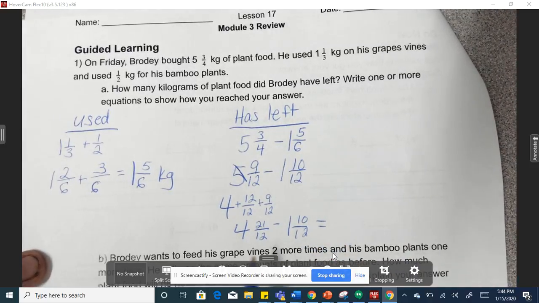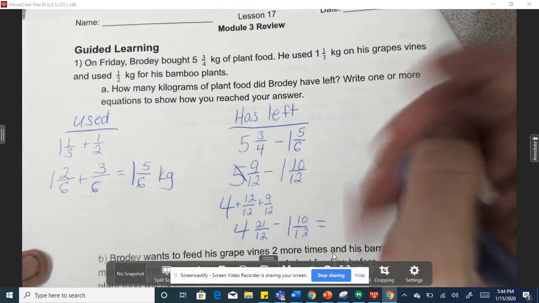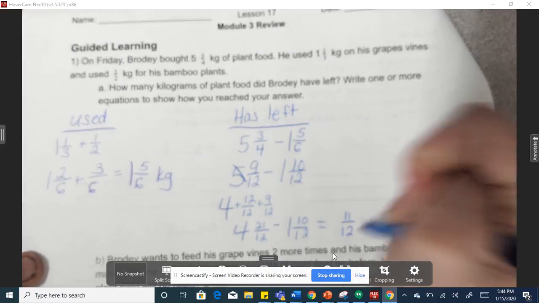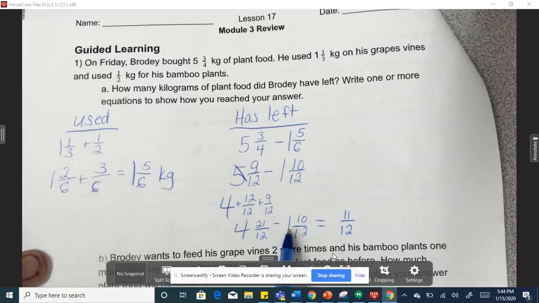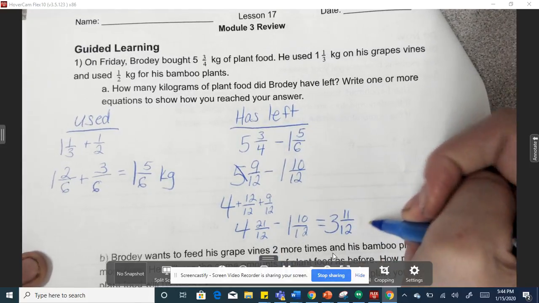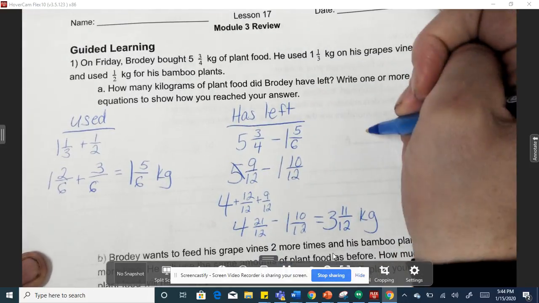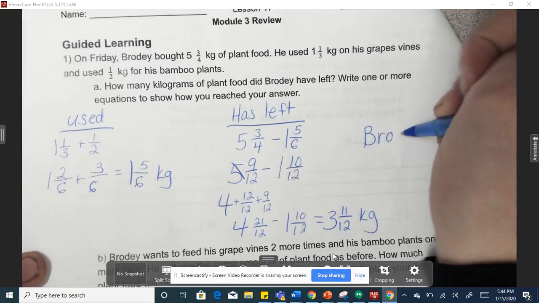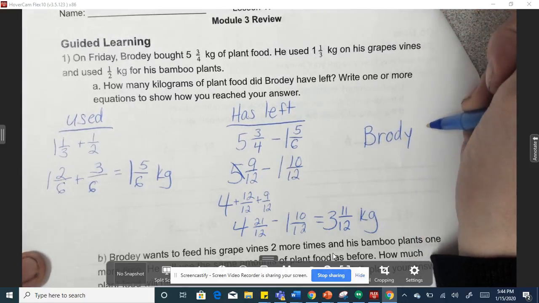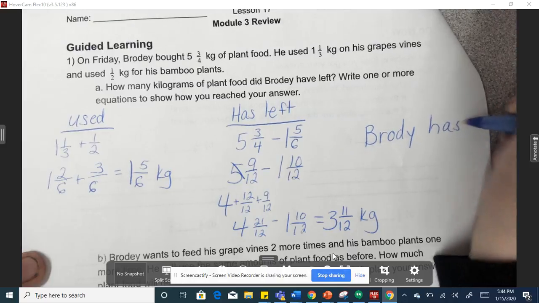Now I can subtract. 21/12 minus 10/12 is 11/12. 4 wholes minus 1 whole is 3 wholes. So Brody has 3 and 11/12 kilograms of food left.